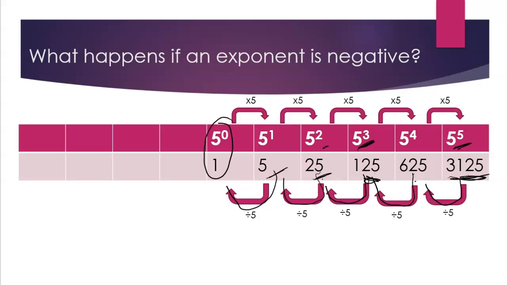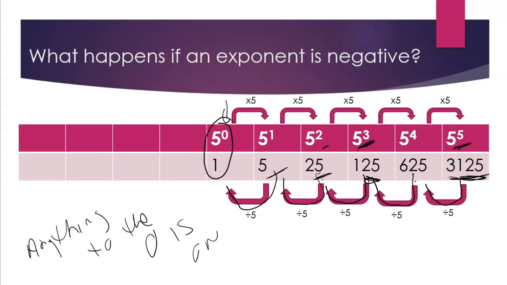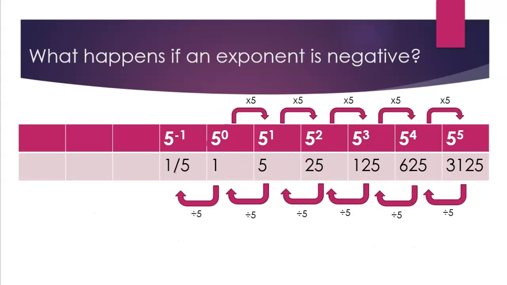Anything to the 0, anything, is 1. Cat to the 0 isn't a cat anymore. It's 1. Dog to the 0 isn't a dog. It's 1. Anything to the 0 is 1. That's the 0 property of exponents. Okay, but let's extend this and just keep going.